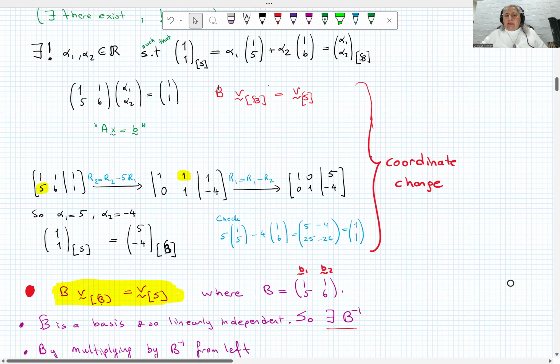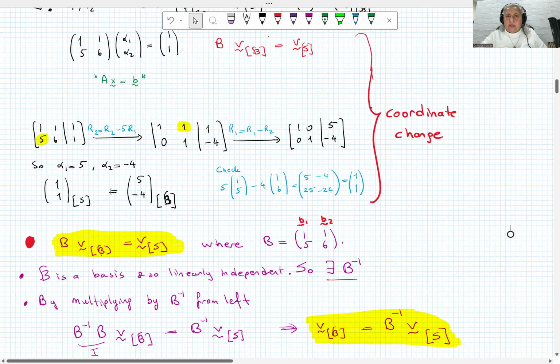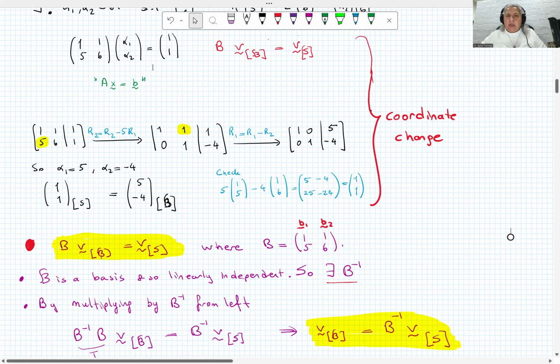Now, B is a basis. Right, this B is a basis. Maybe you would like to see a little bit here as well. So this is exactly the system: B times VB is equal to VS. This is the system that we are dealing with.